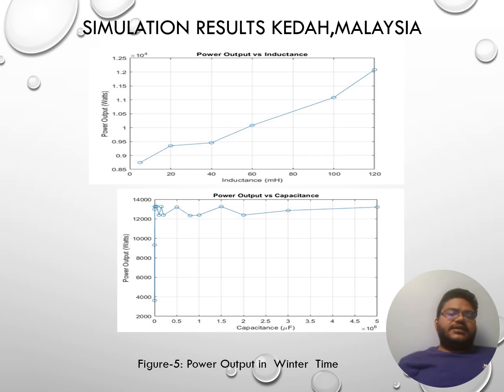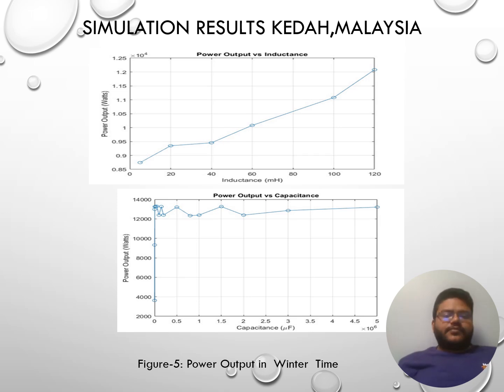So in the simulation results in Kedah, Malaysia, we can see the output versus inductance graph, and this one also shows a linear increase in inductance in the winter time. Whereas in St. John's, we have not seen a linear increase, in Malaysia in the winter time it is showing a linear increase. And here the capacitance graph is a bit decent compared to St. John's, because it is showing almost constant reading in the output with increase in capacitance.